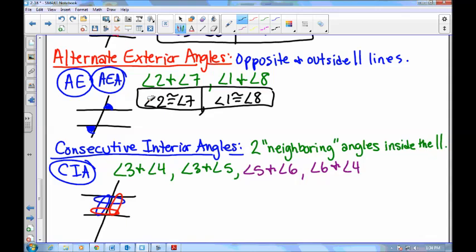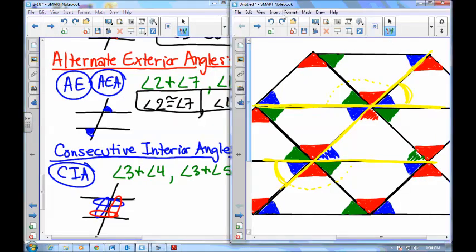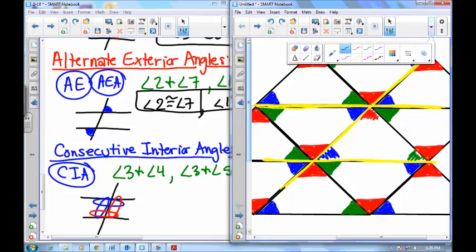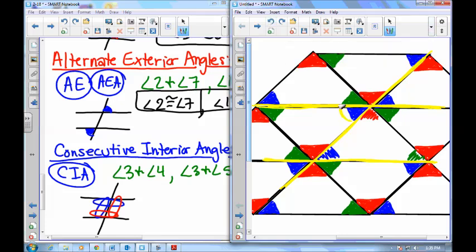Consecutive interior angles. What's the abbreviation for consecutive interior? CIA. So, here's this. It's a little too short. Throw it over. Going to take off those markings. We're looking for consecutive interior. Okay, I need everyone's eyes up here. If I choose this blue angle on the interior, what's a neighbor to that blue angle? Because consecutive means next door. Just the red? The red and green, because together the other angle is red and green combined.